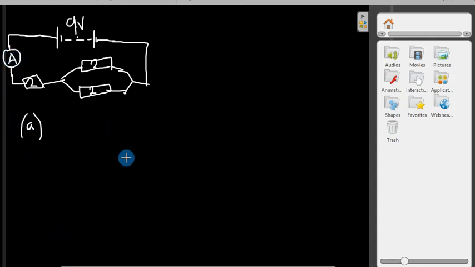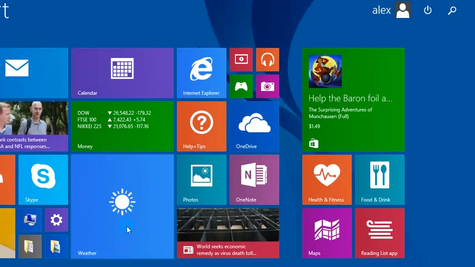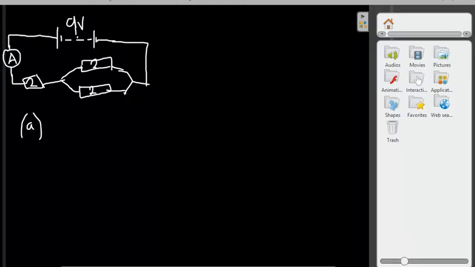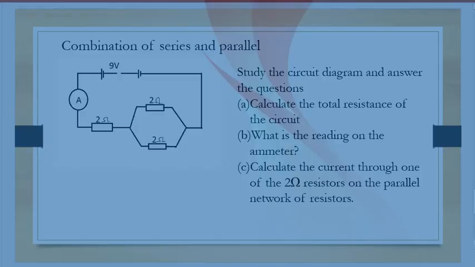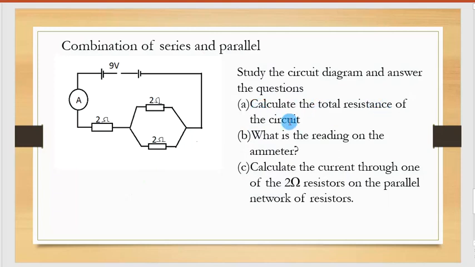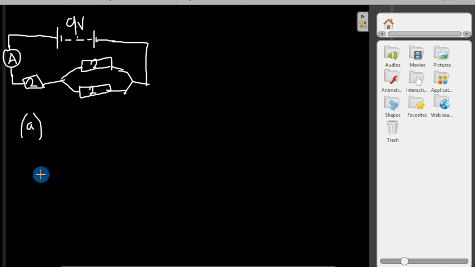So A, calculate the effective resistance, or the total resistance of the circuit. Just to be sure, let's go to our work and see if that's what it says. It says calculate the total resistance of the circuit. So the first question is to calculate the total resistance of this circuit. So we have 2, 2, 2.